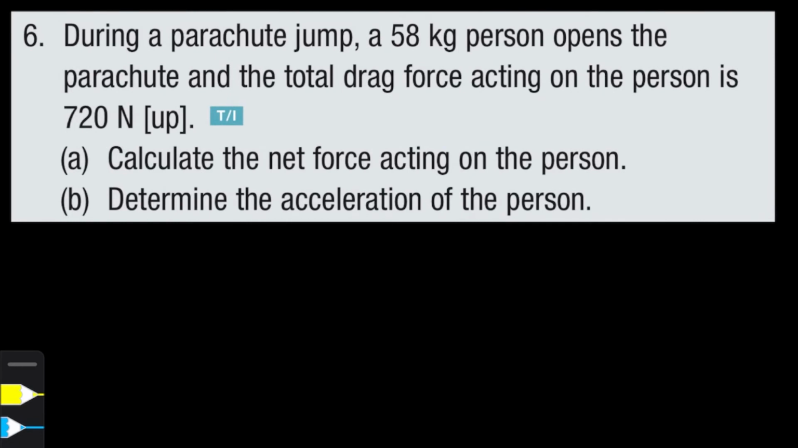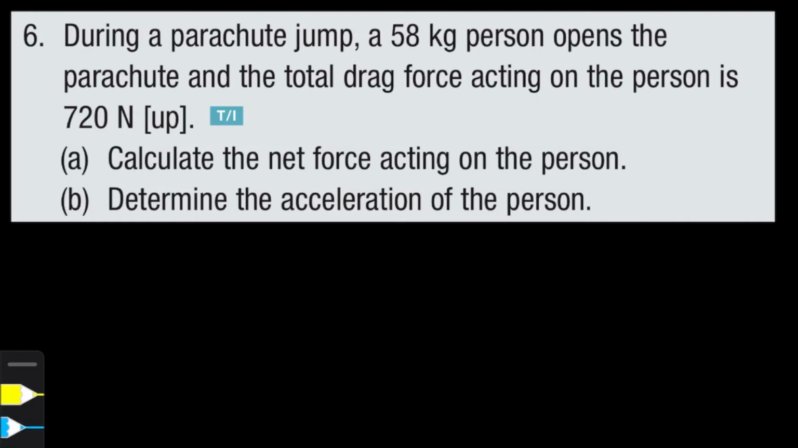Okay, so here we have question number 6. During a parachute jump, a 58-kilogram person opens the parachute and the total drag force acting on the person is 722 newtons up. They want us to calculate the net force acting on the person and to also determine the acceleration of the person. So let's try to visualize this.